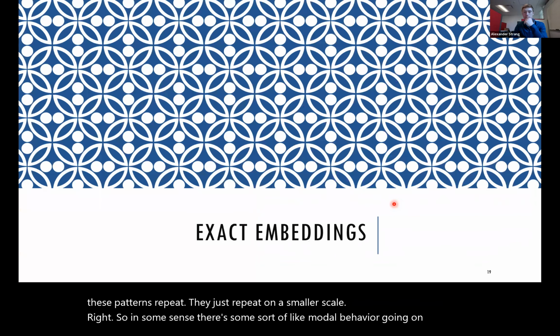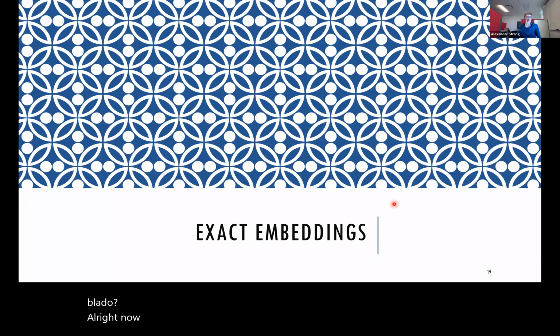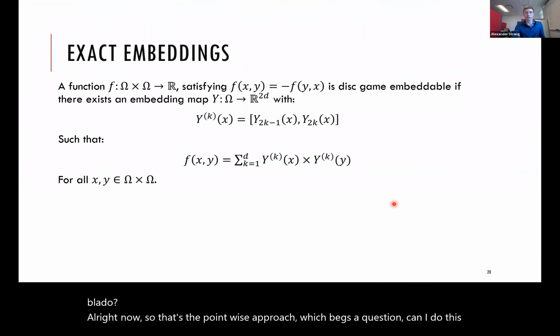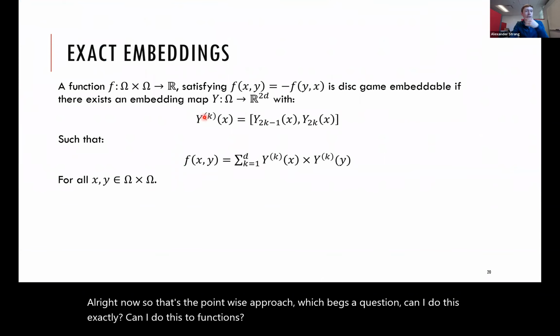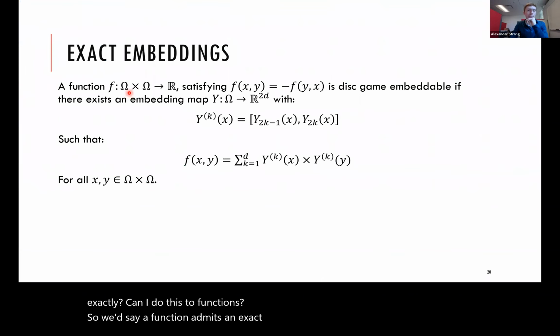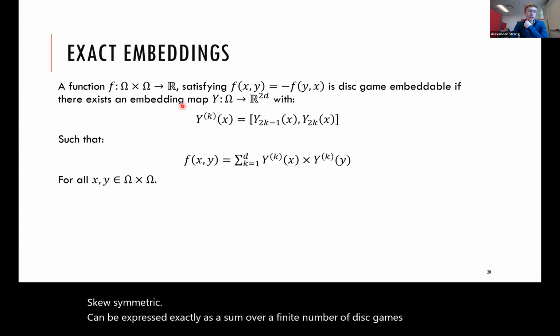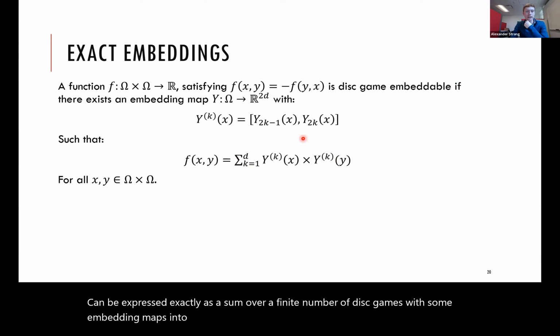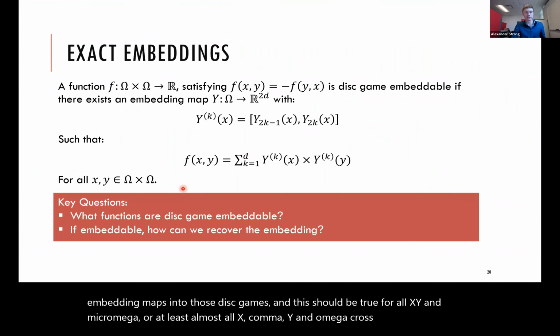All right, so that's the pointwise approach, which begs a question. Can I do this exactly? Can I do this to functions? So we'd say a function admits an exact embedding if f mapping from omega cross omega to R, skew-symmetric, can be expressed exactly as a sum over a finite number of disk games with some embedding maps into those disk games. And this should be true for all x, y in omega cross omega, or at least almost all x, y in omega cross omega.